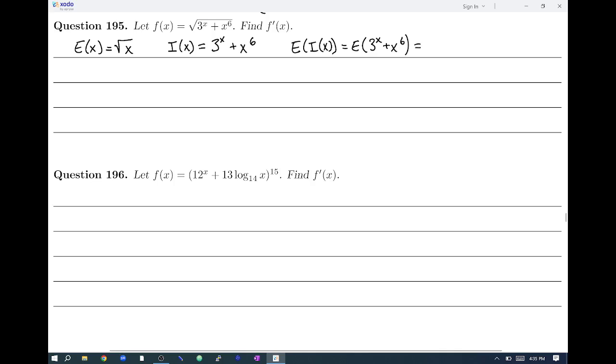Now we apply what the e function does, right? So e of an input is root the input. So e of this input, what's in parentheses, is root that input, 3 to the x plus x to the 6th. That, in fact, does give back what f of x is. So cool. The composition works out the way we need it to.